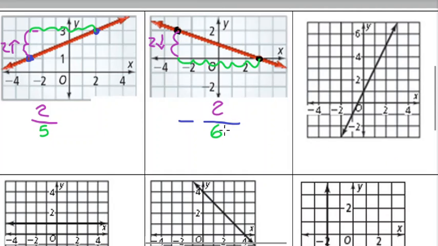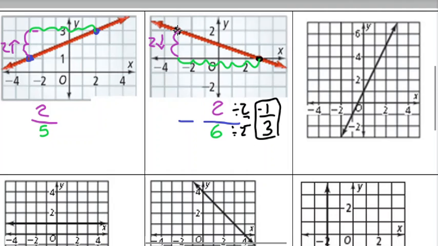But I see both of these are even, so I can simplify this. I can divide both of these by 2 to simplify it and reduce my fraction. 2 divided by 2 is 1. 6 divided by 2 is 3. So the slope of this line is 1/3. Sorry, negative 1/3, because it's a negative slope.